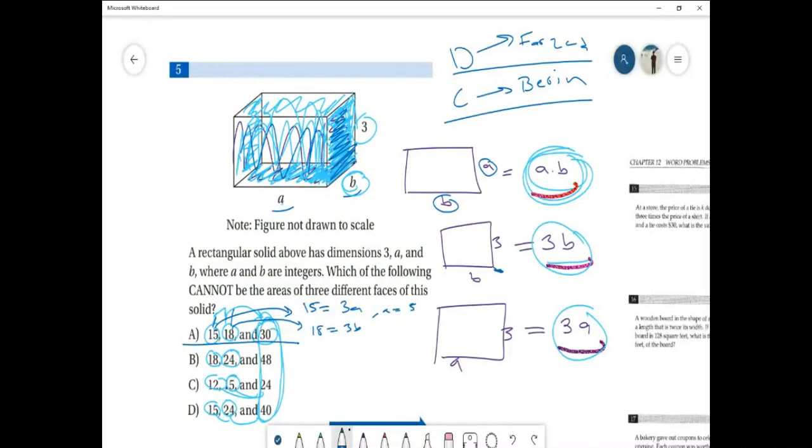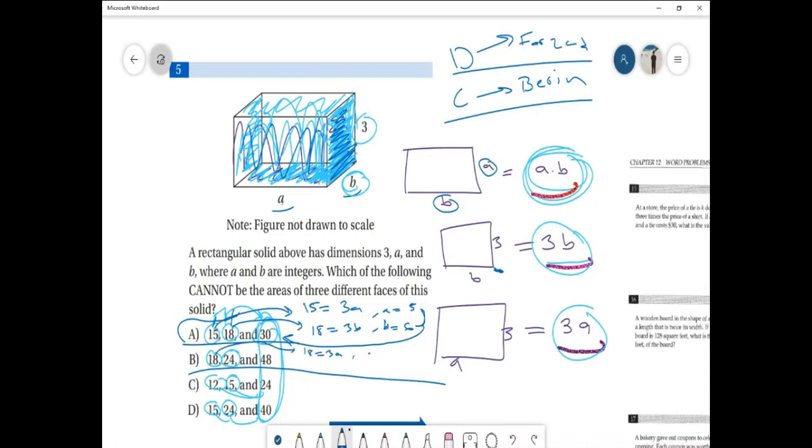You find A and B from these two, and when you put them here and multiply A times B, it should give you 30. When you find A and B from here and multiply them, it should give you 40, or this number here, the biggest number. So let's try answer A.